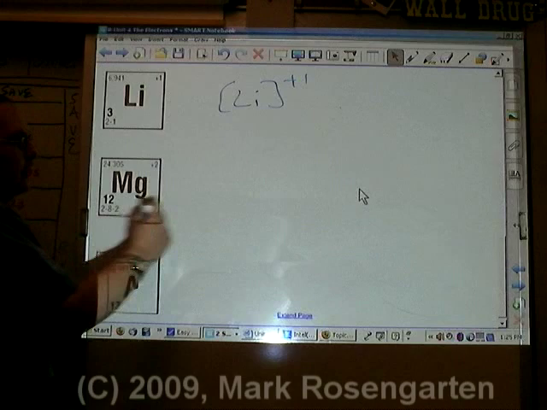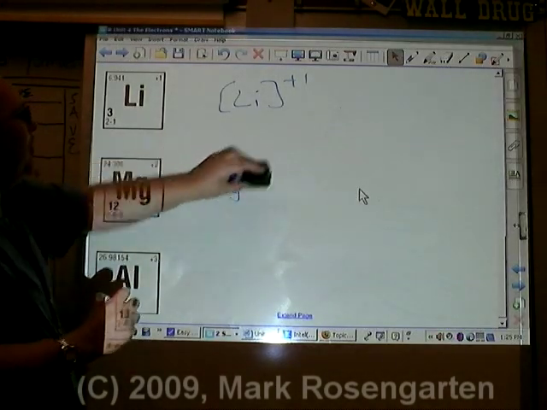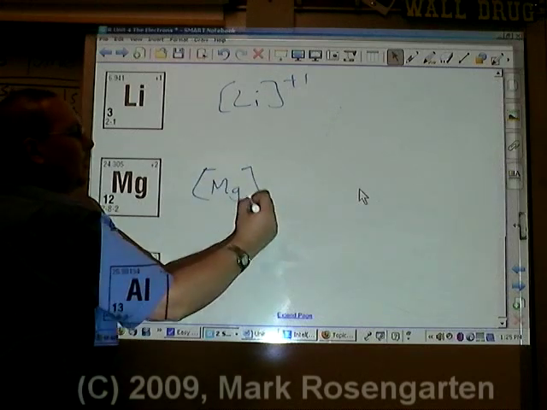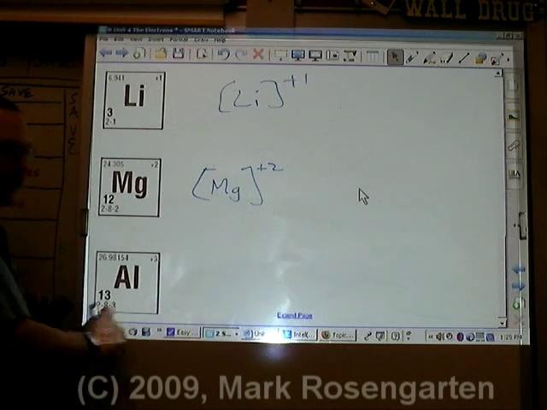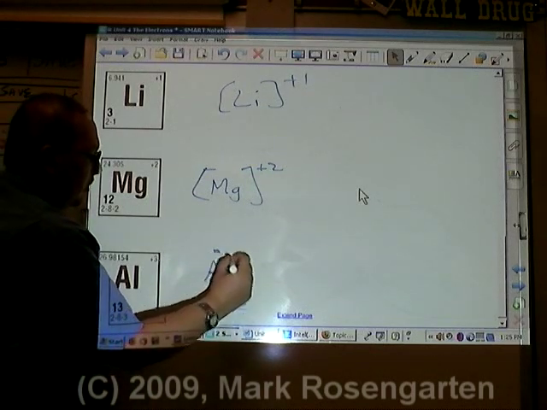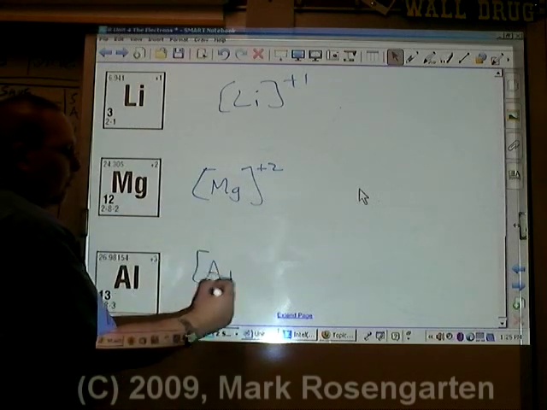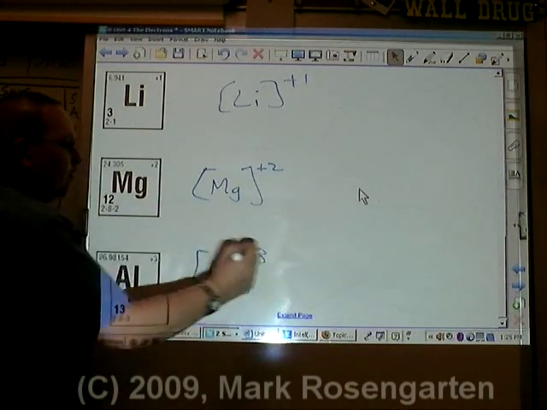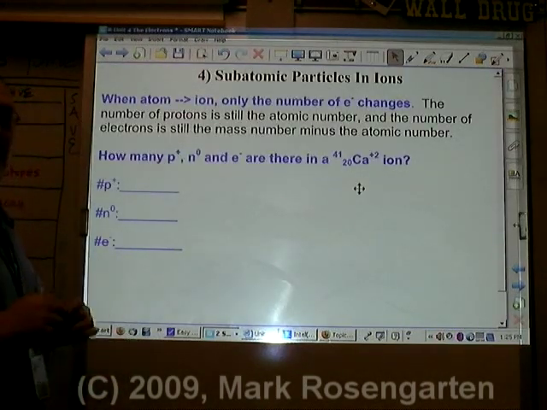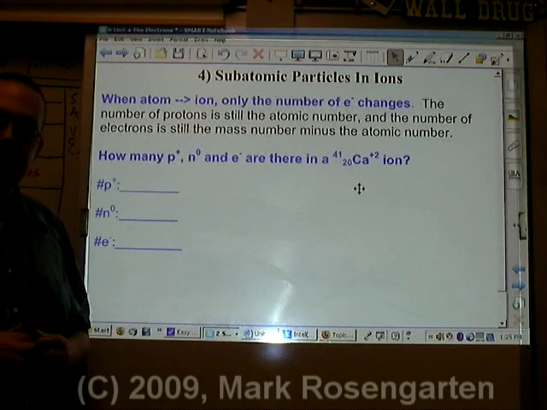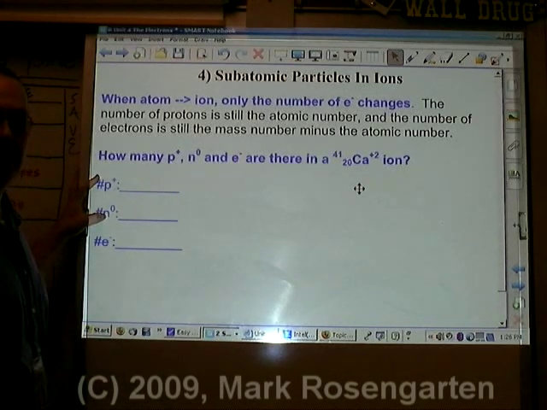Magnesium has 2 valence electrons. To form an ion, it will lose both of them and become an ion with a charge of +2. Aluminum has 3 valence electrons. It will lose all 3 of its valence electrons to form an ion with a charge of +3. When looking at the subatomic particles in ions, only the number of electrons is impacted. The nucleus is not changed at all when an atom becomes an ion.